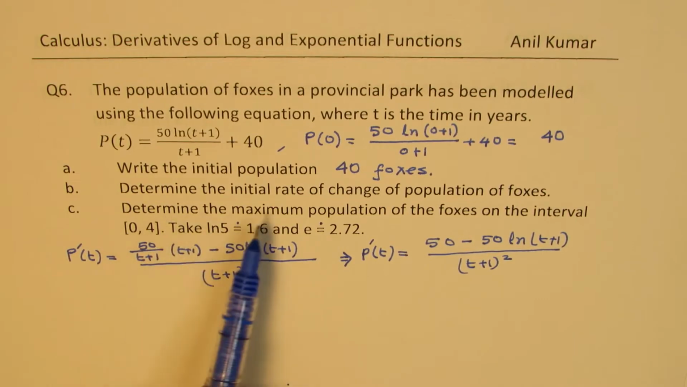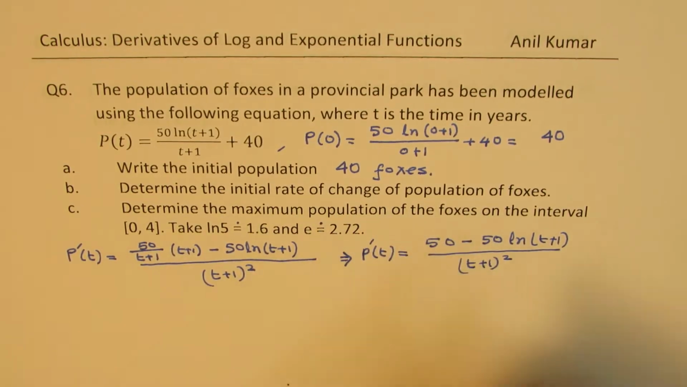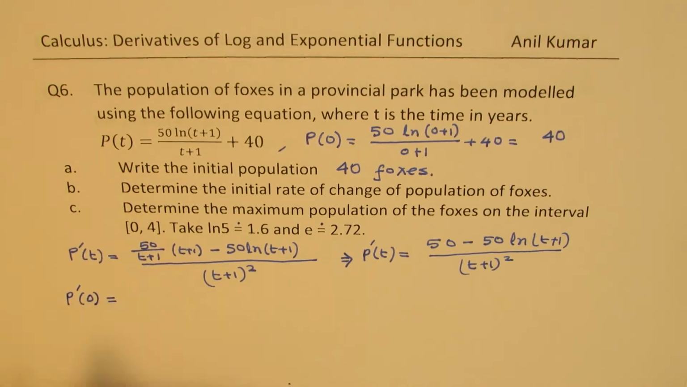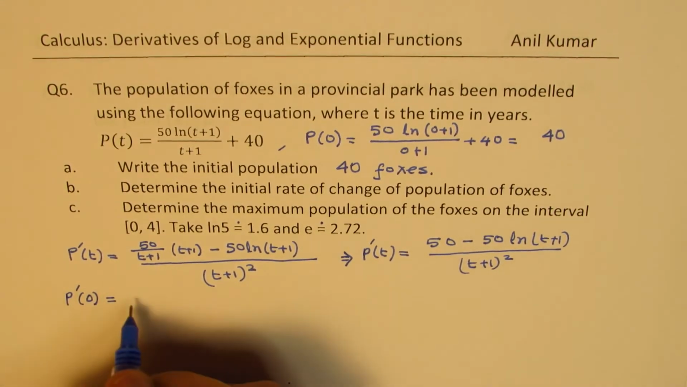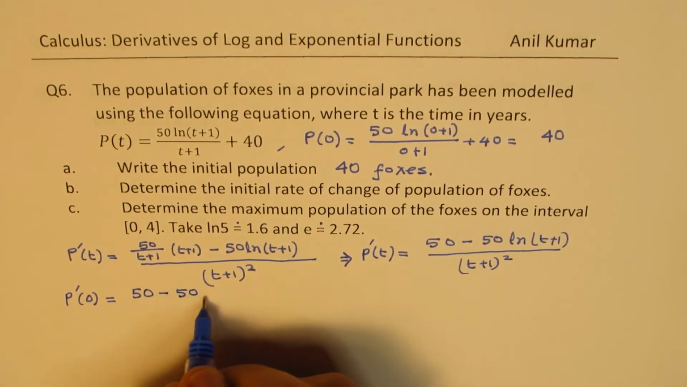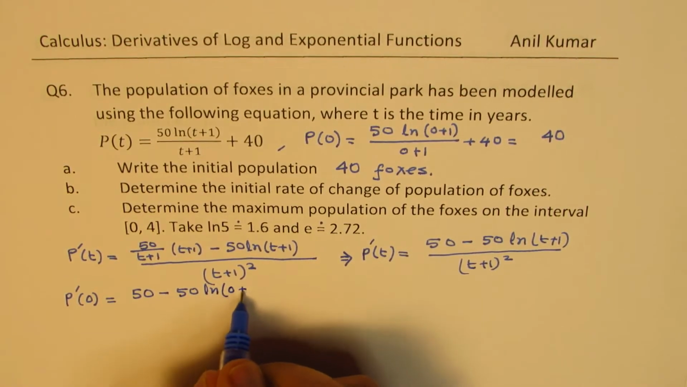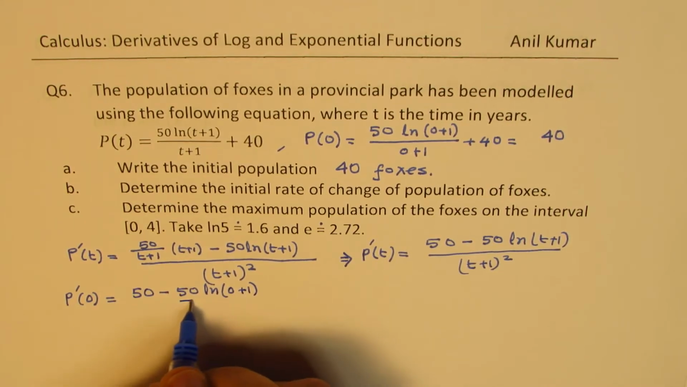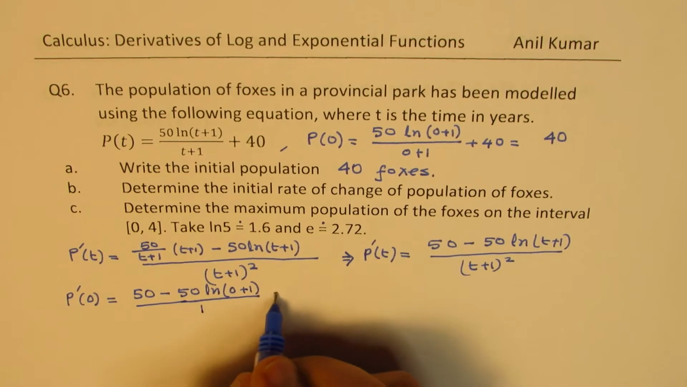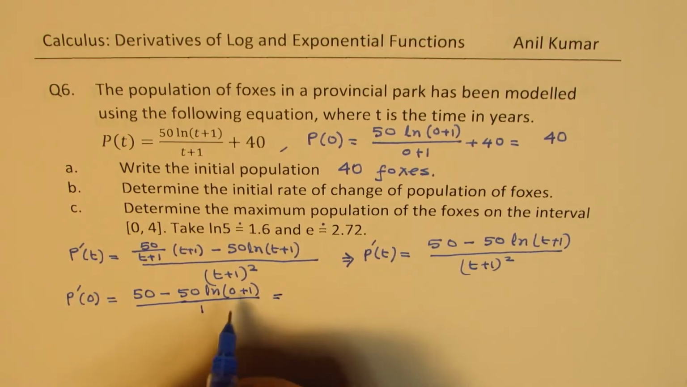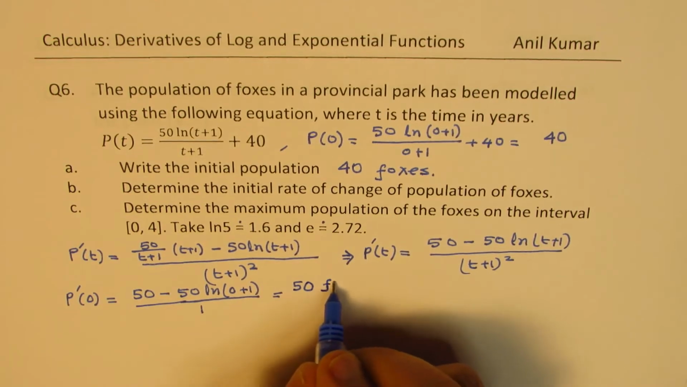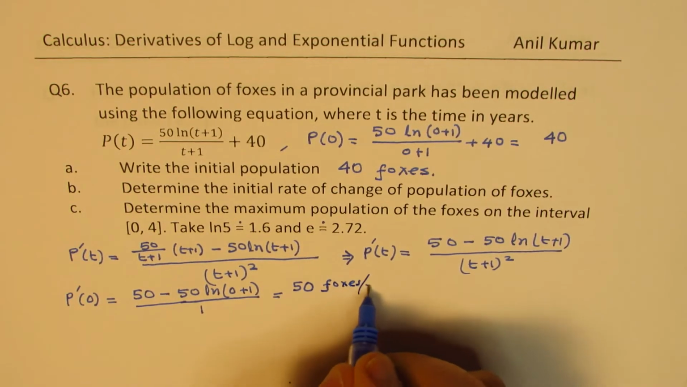Part B is determine the initial rate of change of population. That means we need to find the rate of change when t is 0. Substituting 0 here, we get 50 minus 50 times ln(0 plus 1) over 1, right? So ln 1 is 0, so we get this as 50. So it is 50 foxes per year.